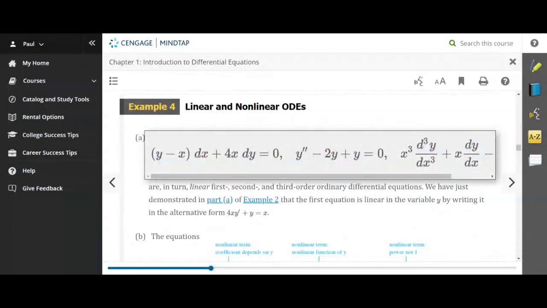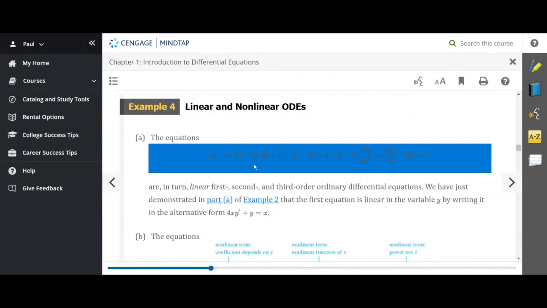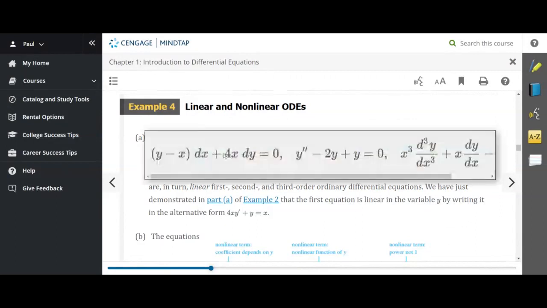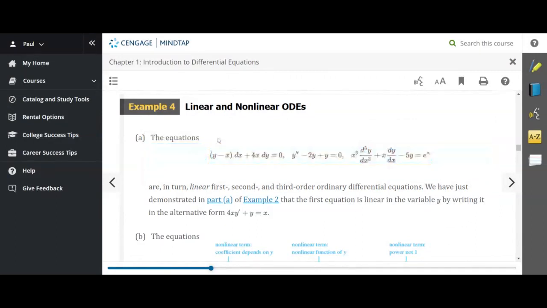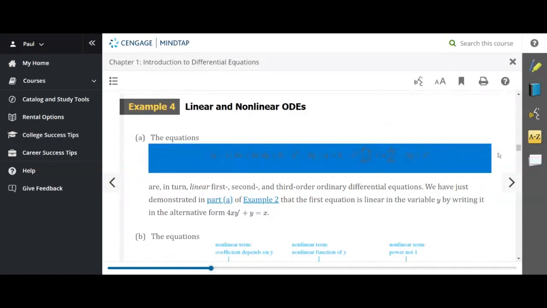So these are examples of linear, well, hold on, one moment. I highlighted the box, but you can't see. Normally I ought to be able to color the box, but it's not letting me do it.